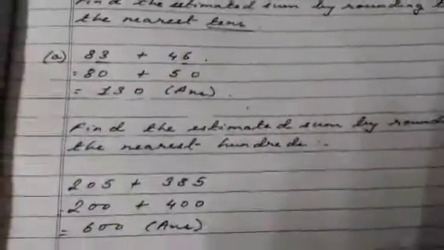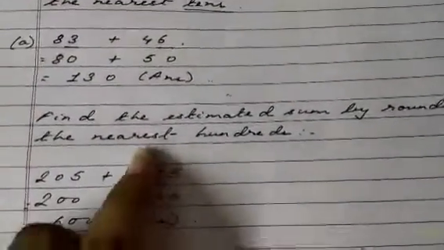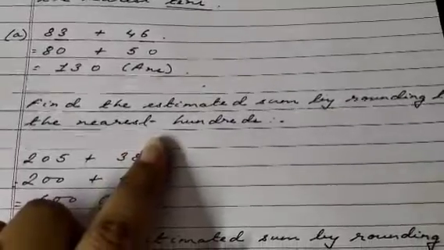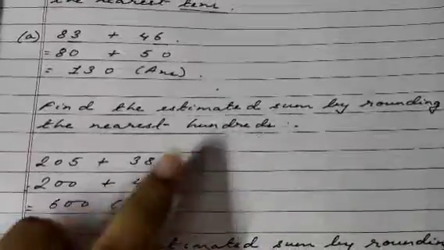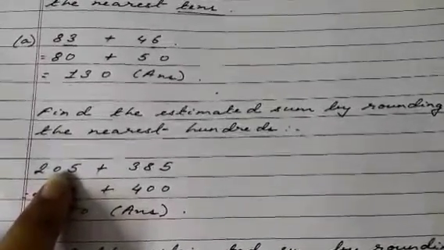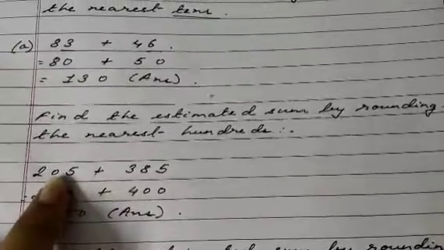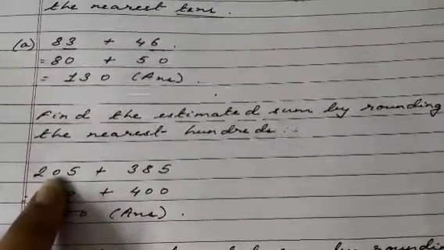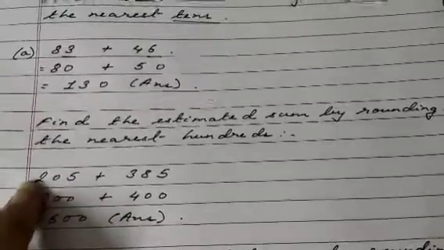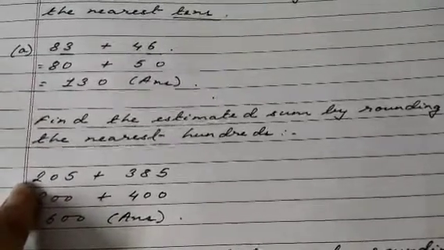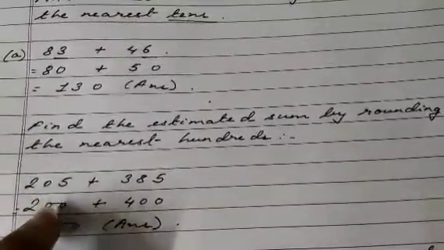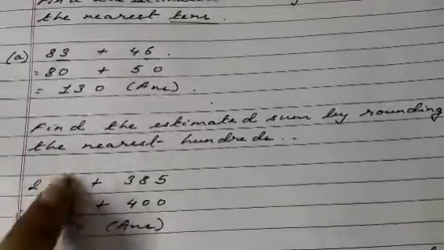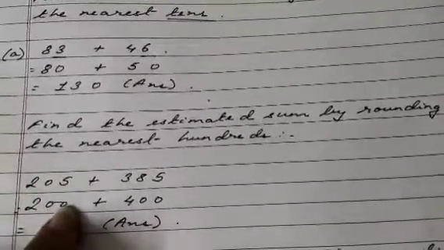Now let's go to nearest hundreds. Find the estimated sum by rounding to the nearest hundreds. Now in case of nearest hundreds, children, we have to see the tens place. Tens place 0 is there. It's a weak number. That means in the hundreds place, 2 will remain as it is. It will not be added with 1. So 2 will remain as it is and the rest will become 0. So 200, and here 385.